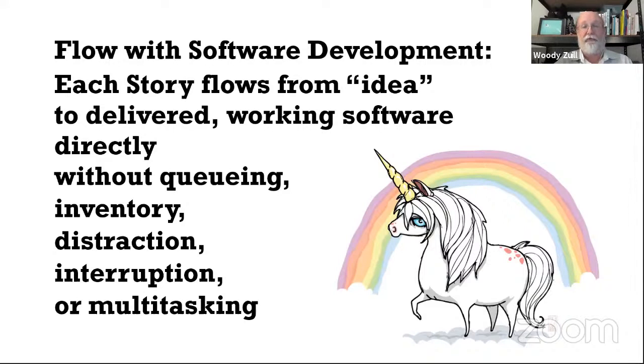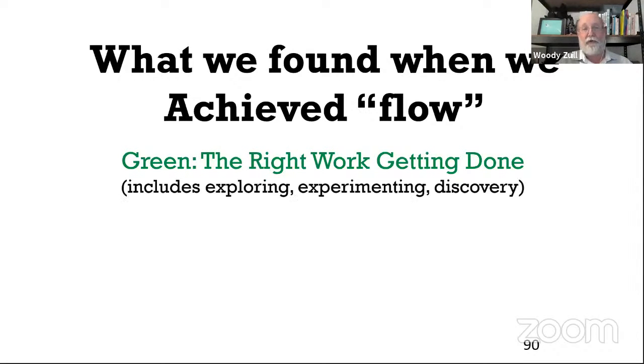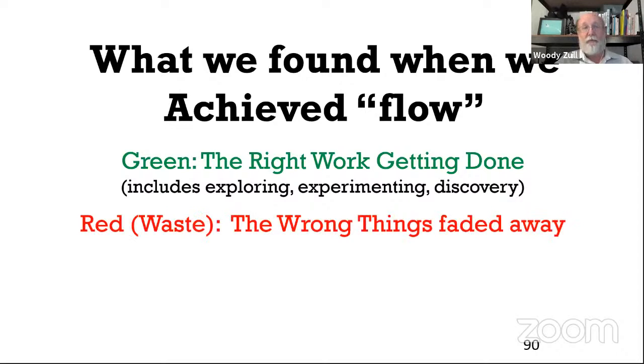We get better results. And we actually found we got a lot more done when we stopped focusing on getting more done. It's a weird little paradox perhaps. So we found that when we achieved flow, we were getting the right work done. I talked about that earlier. We were more focused on discovering the right thing to work on. And this includes the exploration, experimenting, and discovery necessary to discover that. Those things seem wasteful in a lot of environments. I would say they are not wasteful. But we were doing less of the wrong things and they faded away.